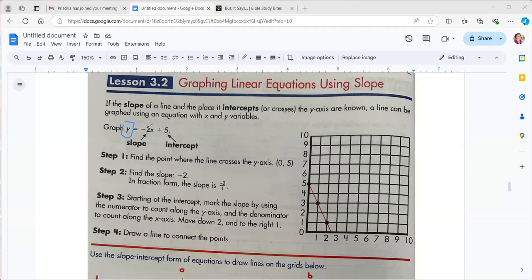Okay, y by itself. And then we're going to have something times x, something in front of the x, and then something by itself with no variable. We want it in that form. Now, this is a magical formula because whatever is in front of the x is the slope. Whatever is by itself is the intercept.